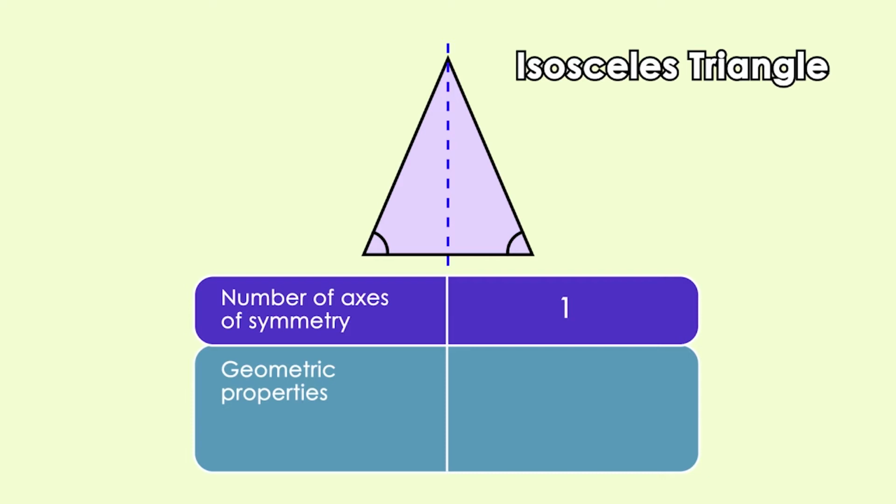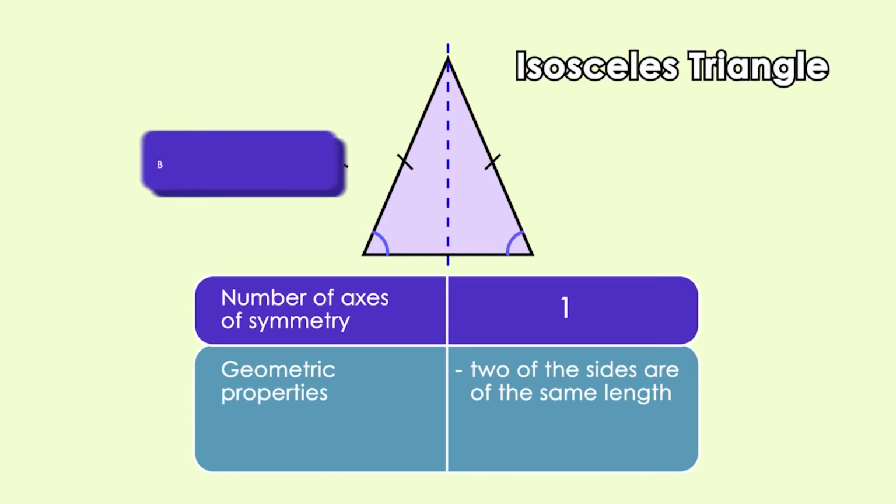What are other properties that describe this triangle? Two of the sides have the same length. This also means the two base angles are of the same size. Base angle? What does that mean? This is called base angle. I mentioned that the base angles are the same. How can I prove it?